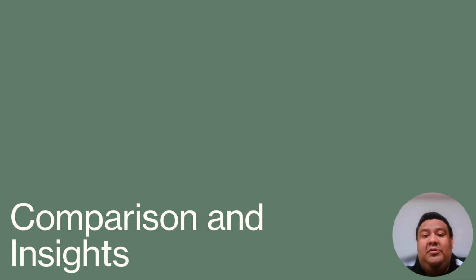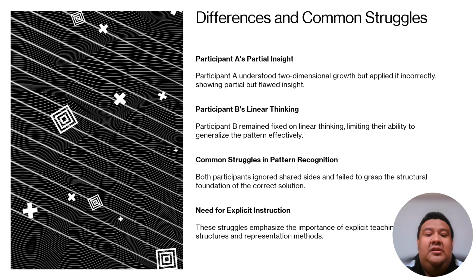Differences and common struggles between both participants included that they struggled to generalize the pattern correctly. Participant A showed partial insights into two-dimensional growth, but misapplied it. So they knew that the structure mattered, but they couldn't apply it correctly. While participant B remained anchored in linear thinking, that was their only experience in high school. A common issue was ignoring the shared side and failing to recognize the structural basis for the correct rule. These observations highlight the need for explicit instruction on pattern structures and representation.